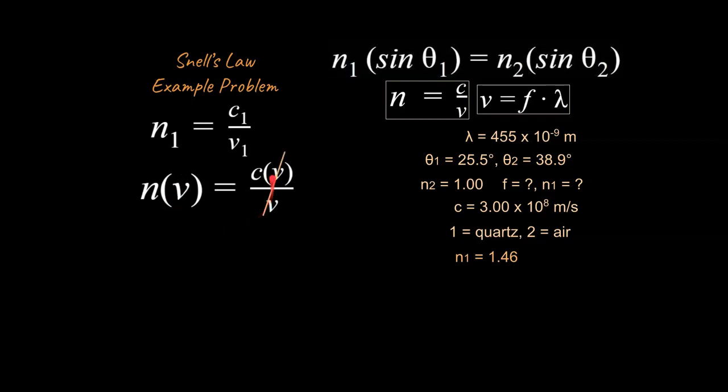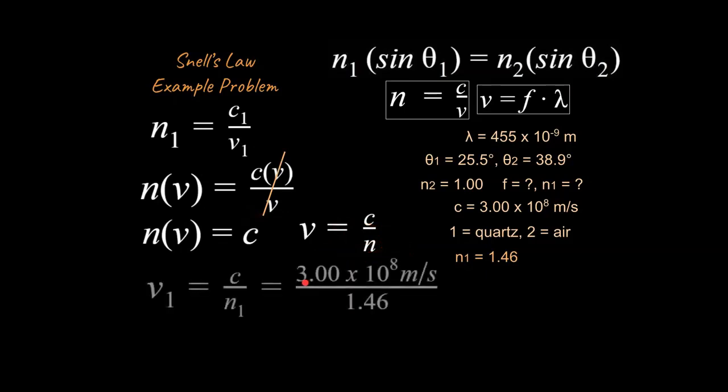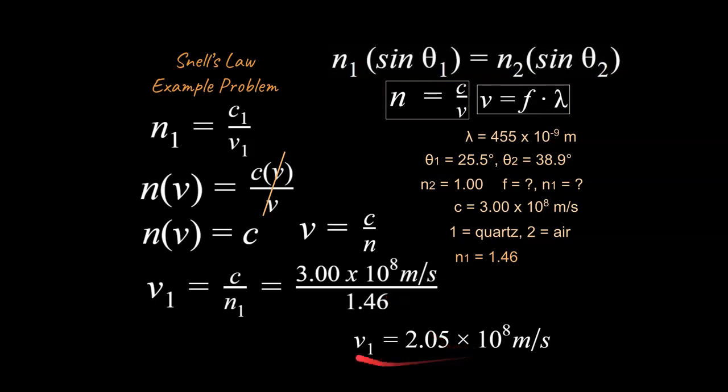So let's go ahead and continue. These cancel, and I want to isolate for my v value. Now at the very end, I'm ready to plug in my numbers. I go ahead and do so. And now we know how fast the wave is inside the quartz. That's how fast light travels inside this piece of quartz right here, down here.